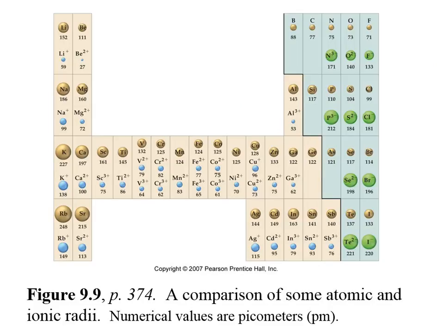So this table's kind of clever. We got the whole gold looking thing and the green looking thing. They're separated by the metals, which will lose electrons, become positively charged cations, and the nonmetals, which will pick up electrons, become negatively charged anions.